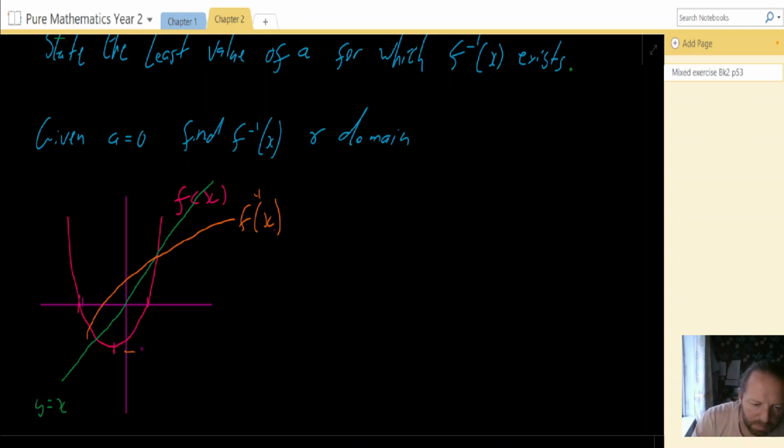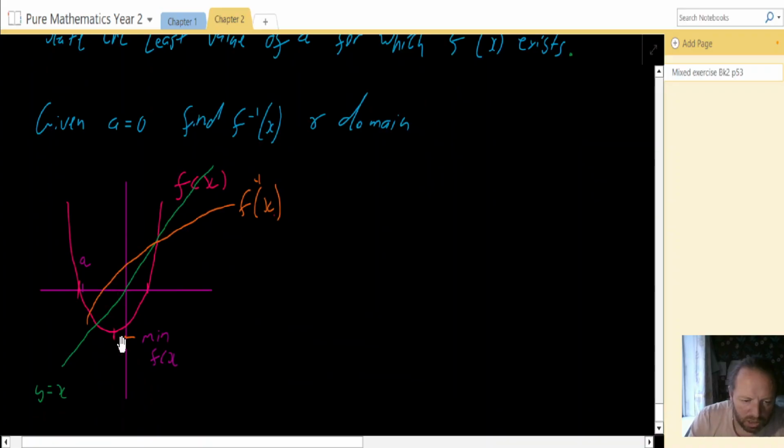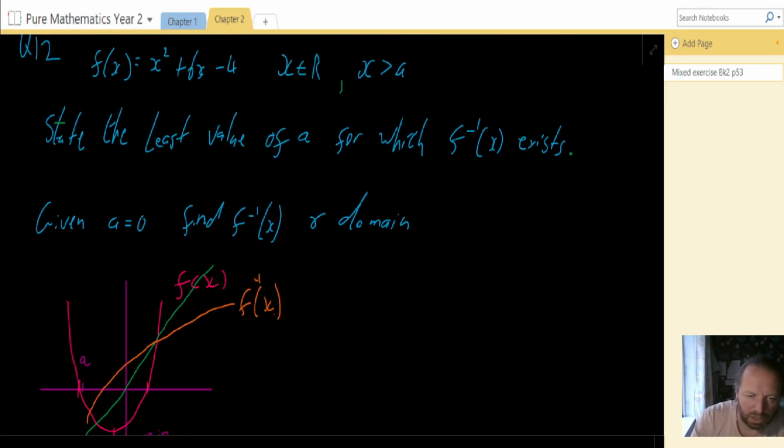Now, whatever this minimum is on f of x, the min of f of x, that will be the a value here, because that's the minimum value of where f of minus 1 exists. And that should be the same as the f of x. So where do we get that value? To find the minimum, we need to do completing the square.